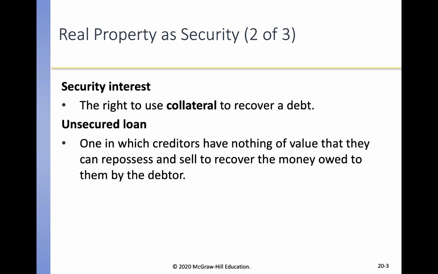A security interest is the right to use collateral to recover debt, and then an unsecured loan is one where the creditors have nothing of value they can repossess and sell to recover the money owed to them by the debtor. So a credit card is an unsecured loan. When I buy things on my credit card, if I don't pay, the credit card company can get a judgment, but there's no specific asset they can go and take. That's why credit cards have such high interest rates.